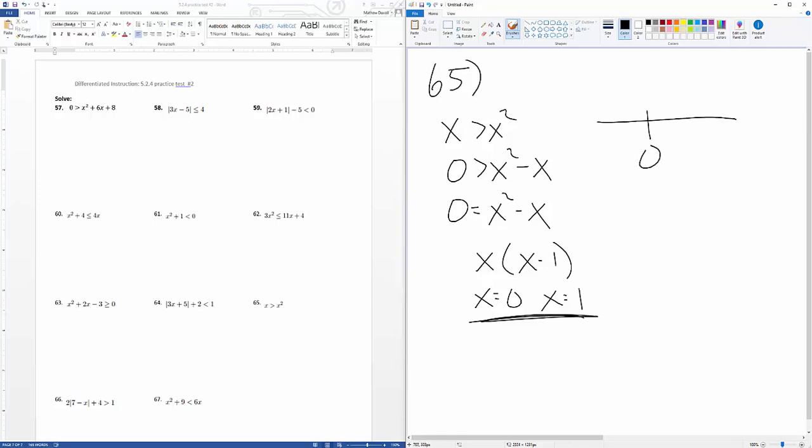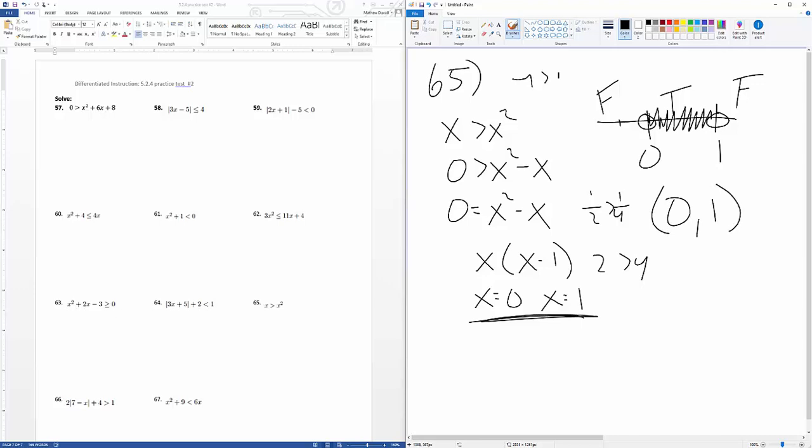So I have 0 and 1, and now I need to test true or false. So if I plug in negative 1, and it's open circle for these. So if I plug in negative 1, I get negative 1 is greater than 1. That is false. If I plug in 1/2, I get 1/2 is greater than 1/4, because 1/2 squared is 1/4. That's true. If I plug in 2, I get 2 is greater than 4. That is false. So this right here is my solution set. So it's 0 to 1. And that is my answer.